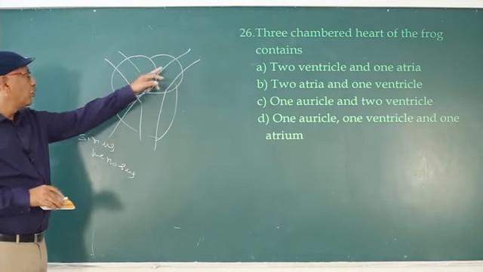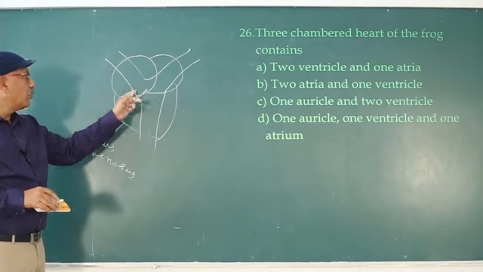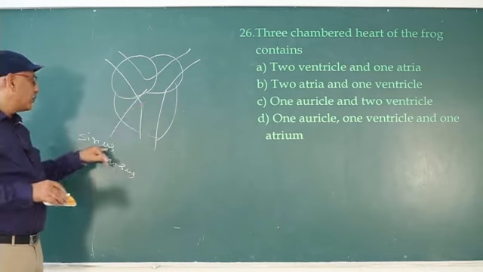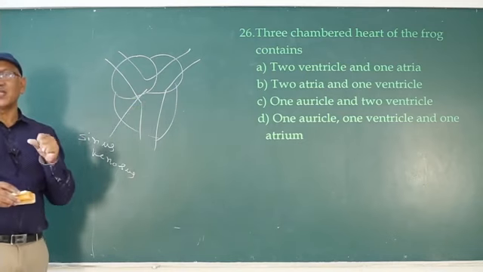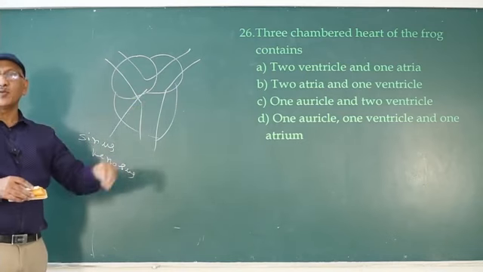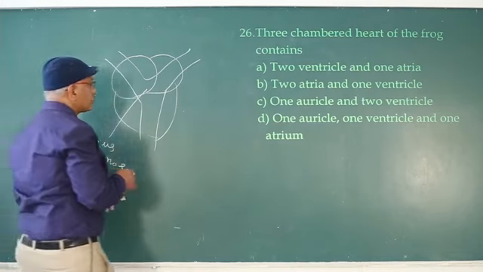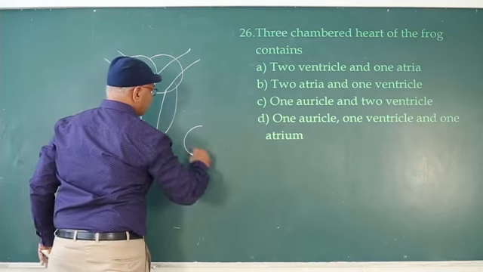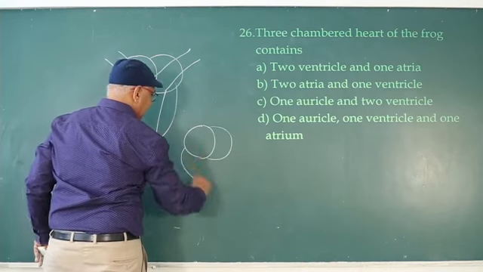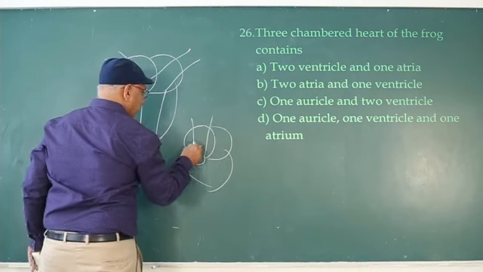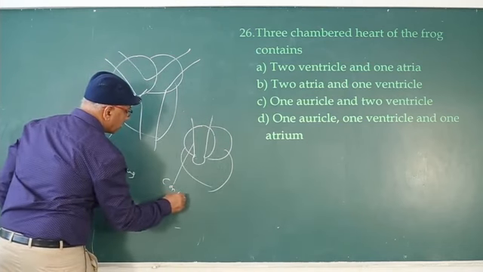How is it formed? Two precaval veins and one postcaval vein unite. As a result, sinus venosus is formed. Sinus venosus collects blood from all parts of the body except lungs and pours the blood into right atrium. The additional chamber present on the ventral surface is known as conus arteriosus.